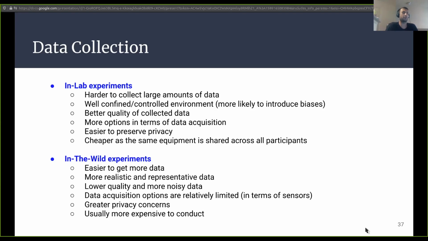And you have more options on what types of data you're going to collect. It's easier to preserve privacy as everything is being stored directly locally in the lab machine. And it is generally cheaper because the same equipment is usually used again and again.